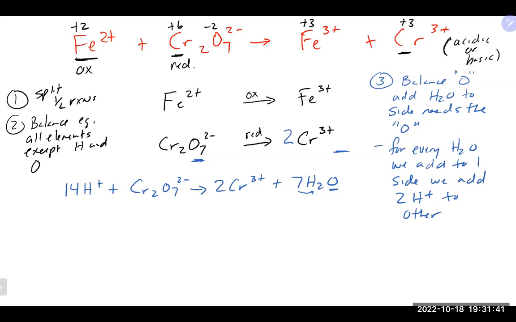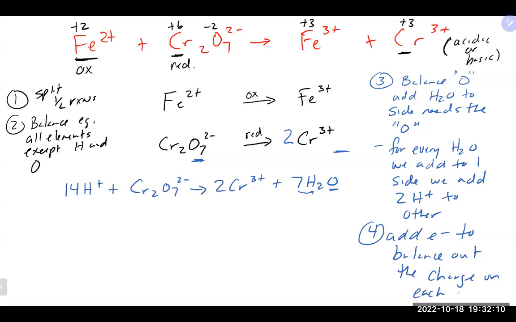All right, so now that we split it off, we balance all the elements other than oxygen. We balance oxygen with the water. We're now at the point where we're going to balance out the overall charge on each side by adding electrons. So it's a very simple idea here. Electrons are what type of charge? Negative. So you need to add the electrons to whichever side needs the negative charge to balance it.